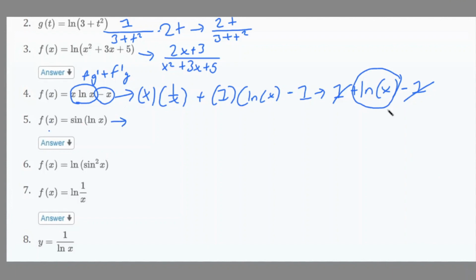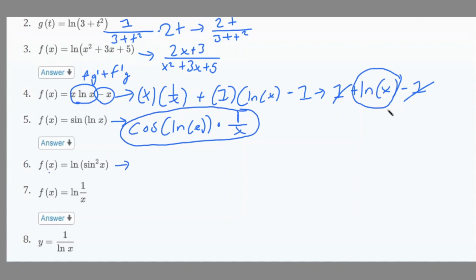Number 5 is the function f of x is equal to sine of ln of x. For this, we're actually going to have to use the chain rule, and then we'll use the ln of x derivative rule. So by the chain rule, we're going to have cosine of ln of x multiplied by whatever's on the inside, which in this case is going to be 1 over x, and that would be your final answer.